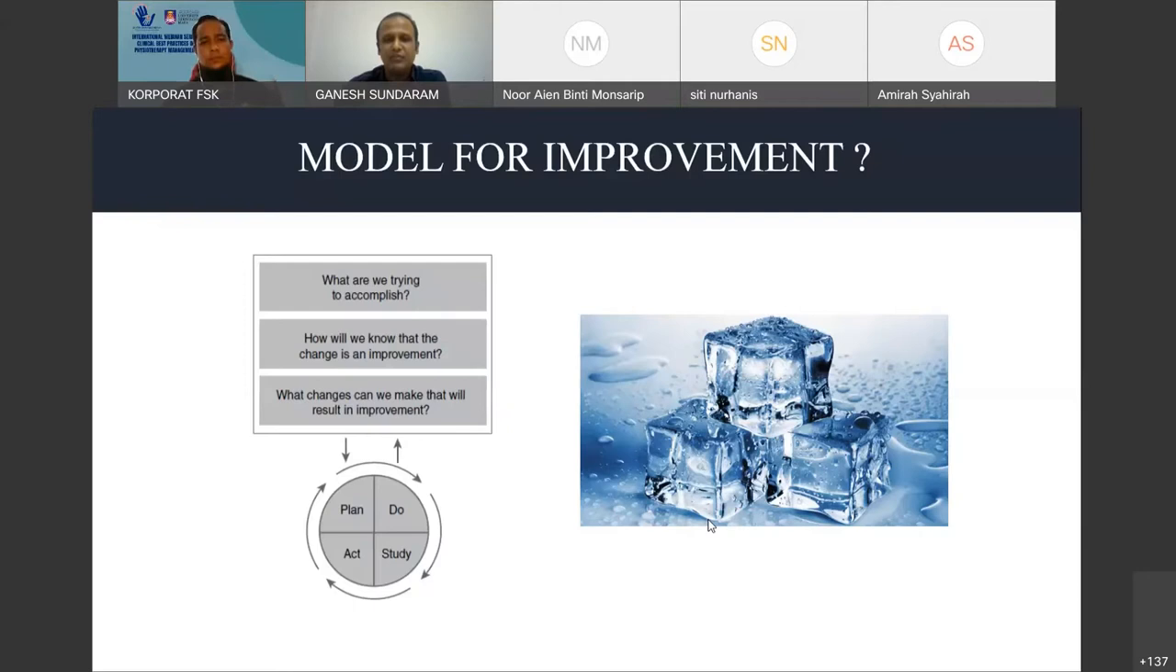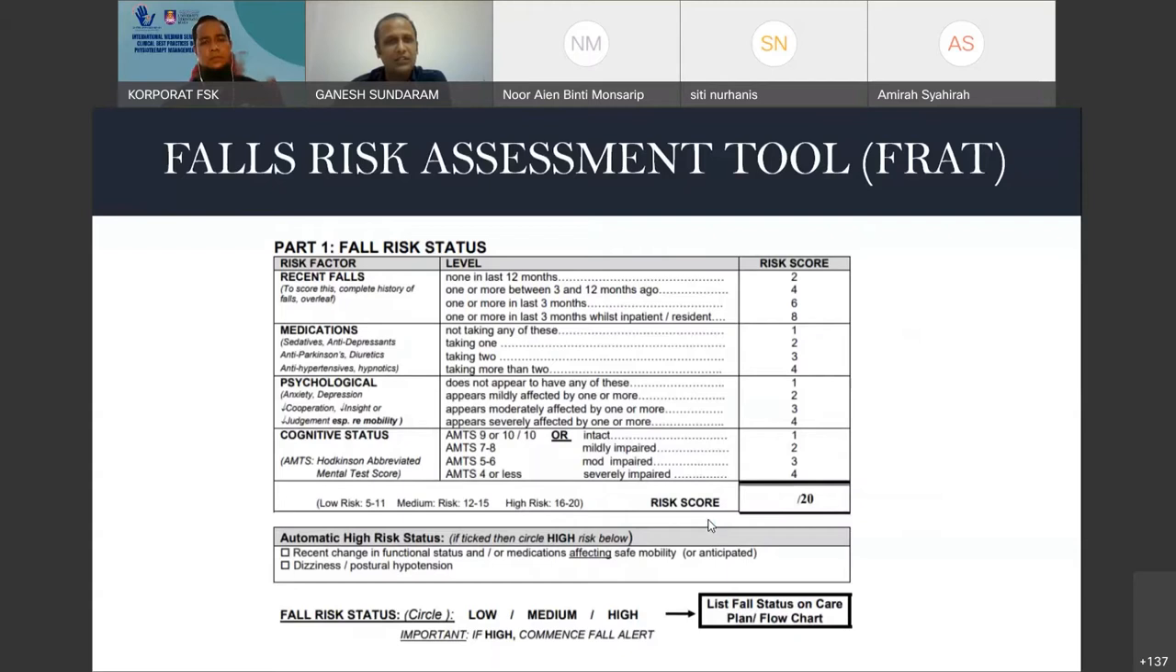So this is from the patient's perspective. That is called as eyes, which we can include in our assessment. So I'm not going into too much detail on this. This is just for our idea.